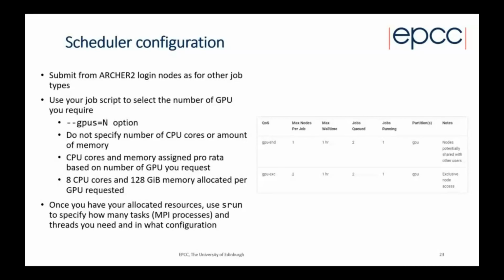So these nodes, I think, have Milan CPUs. They have 32 cores and half a terabyte of RAM. Once you've allocated your resource in the Slurm script, you can use srun to run multiple tasks, and this is going to call MPI underneath for you.